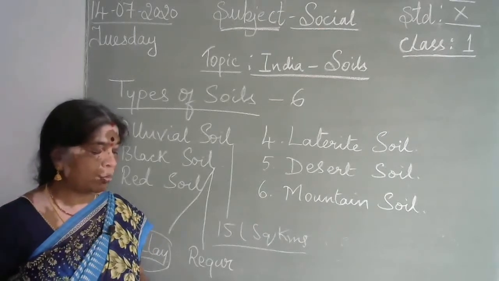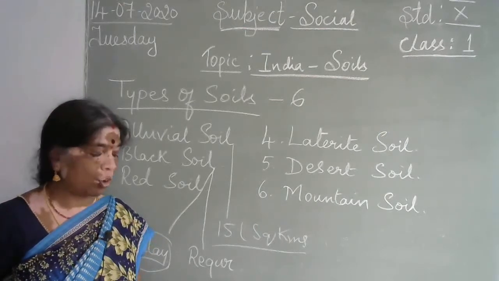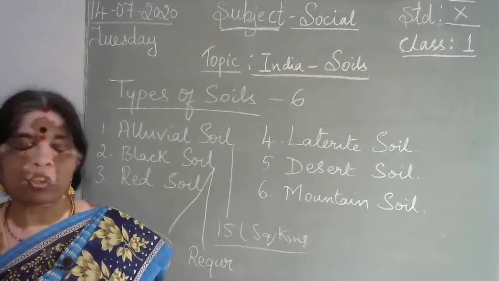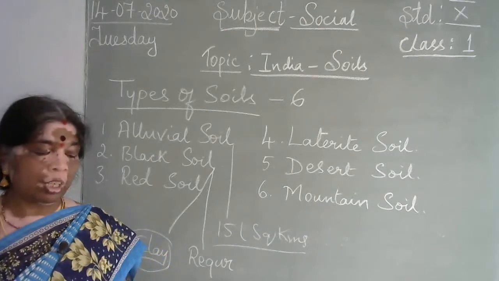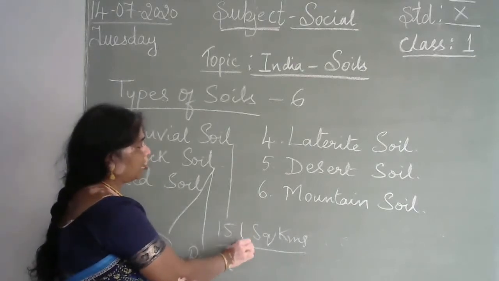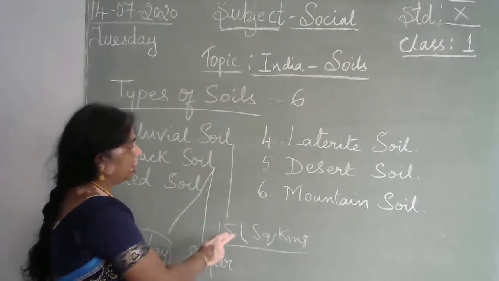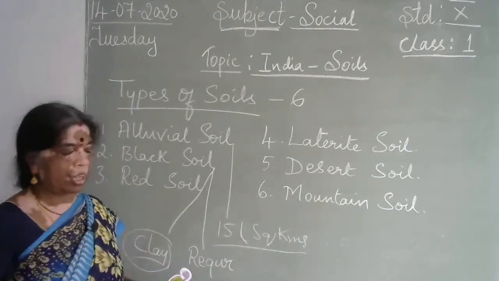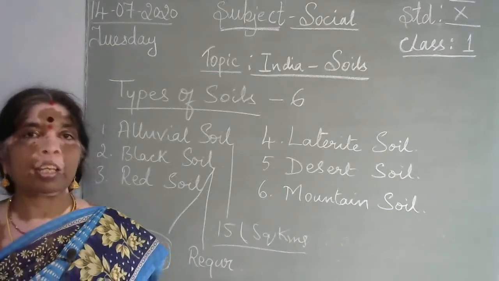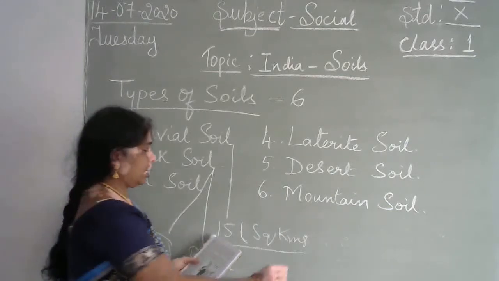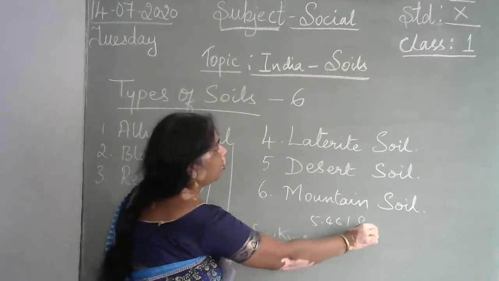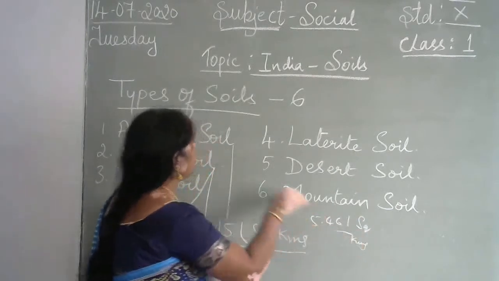And where are black soils found? Black soils are found in the Deccan tropic region, in Maharashtra, Madhya Pradesh, Telangana. How much area is occupied? Alluvial soil is 15 lakh square kilometers, and black soil is 5.46 lakh square kilometers in India.